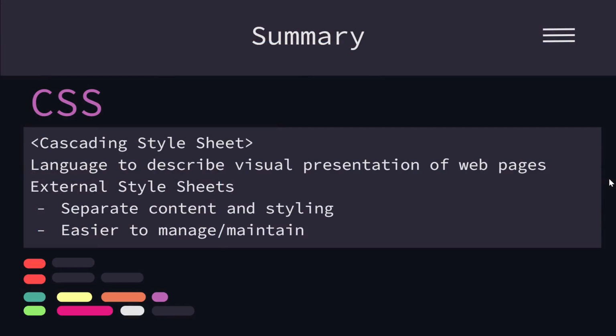To summarize everything we've learned today, we've learned that CSS stands for Cascading Style Sheets, and it's a language to describe the visual presentation of web pages. We've also learned how to use style sheets and the different elements that it can change. We've also learned that external style sheets are used to separate content and styling, and they're easier to manage and maintain when compared with other CSS methods like inline or internal.